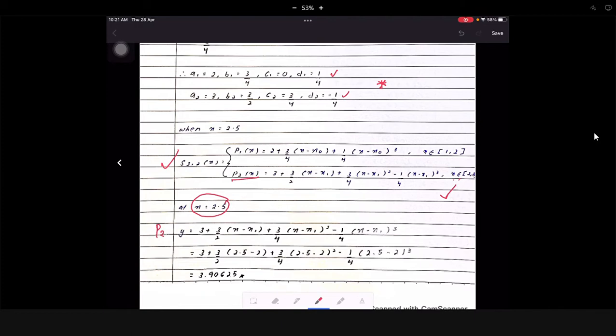Okay, so P2(x). Okay, sebelum tu kat sini ada sedikit kesilapan. Boleh siapa-siapa bantu saya untuk check, ada sedikit kesilapan dalam cubic spline ni. Apa yang silap? Yes. So kat sini, so x naught, you need to substitute the value of x naught here.